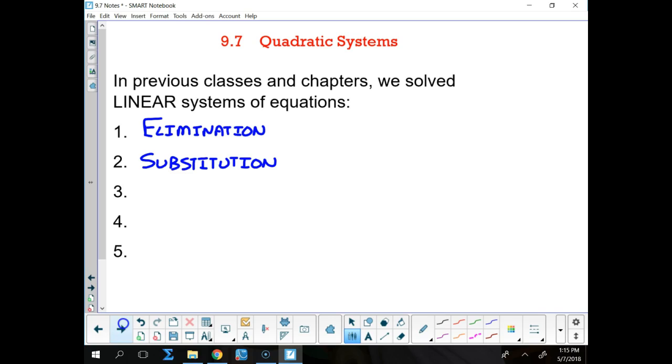We did them back late January, early February. It was the first topic we did second semester. We also did it in Algebra 2. We also did it in Geometry. We also did it in Algebra 1. There are 3 other methods to solving systems of equations. Graphing is another.